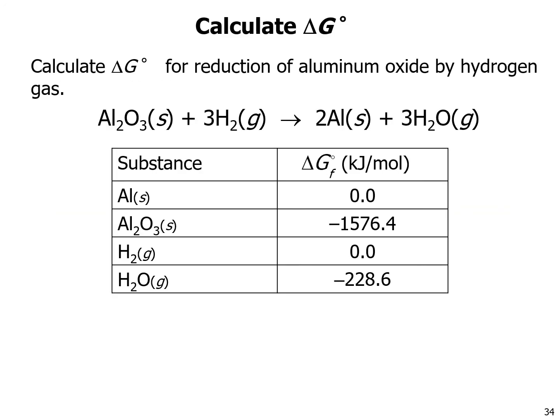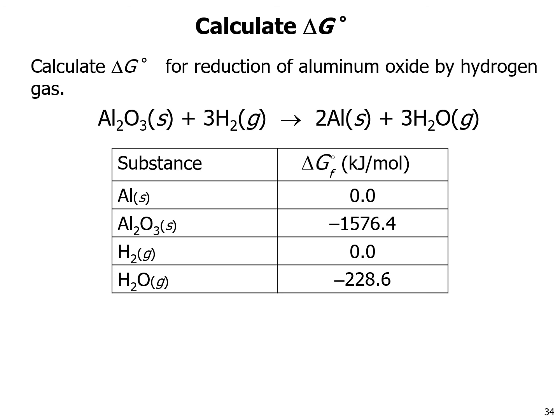So here's one kind of question you can expect for delta G. Calculate delta G naught for reduction of aluminum oxide by hydrogen gas. Again, the equation is given to us, where aluminum oxide reacts with hydrogen gas to produce aluminum and water. What's given to us in the question is delta G naught f for all of these: aluminum is 0, Al2O3, hydrogen gas, H2O.